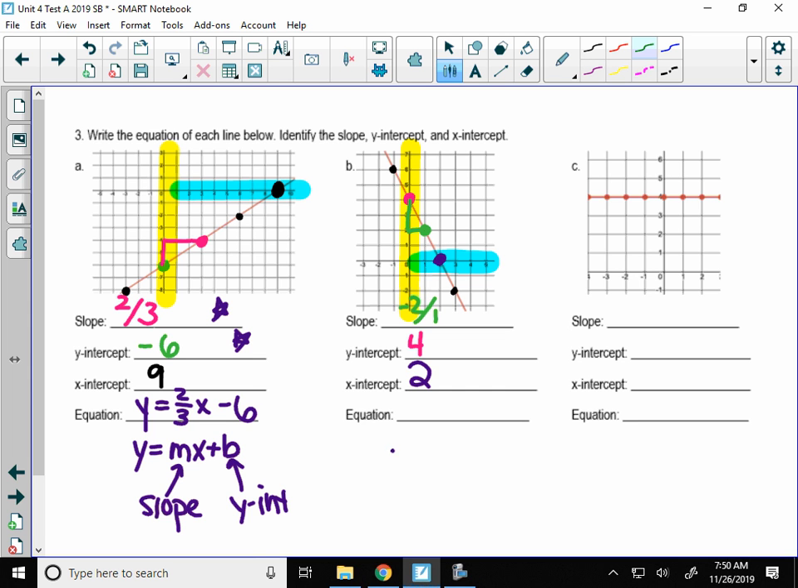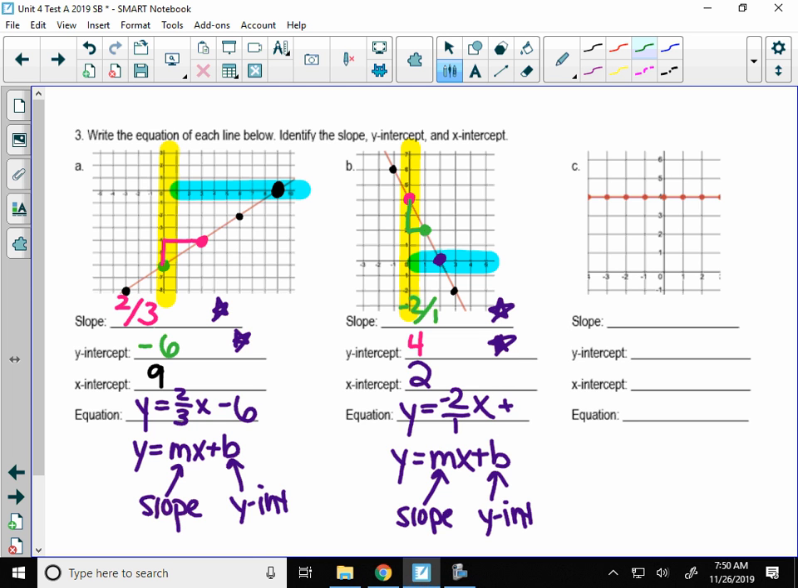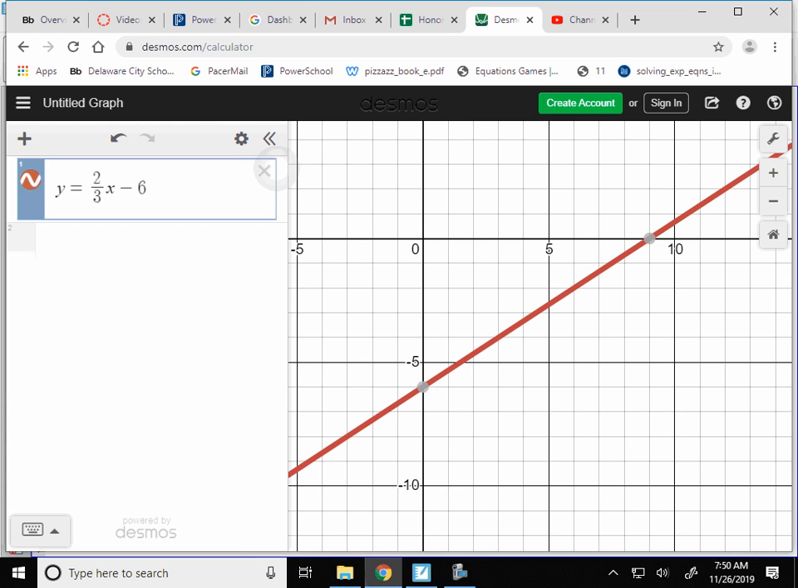Now again, just like the last time, to write our equation in y equals mx plus b form, I need the slope and I need the y-intercept. So my equation is going to be y equals, again, m is the slope. And you said the slope was negative 2 over 1. Now you can write that as just negative 2, or you can write it as negative 2 over 1. It does not matter. You get an x next, and then b is the y-intercept. The y-intercept is plus 2. Now just like last time, I want you to type that into Desmos and see if you get the same graph with the same x and y intercepts. So I'll have negative 2x plus 2.